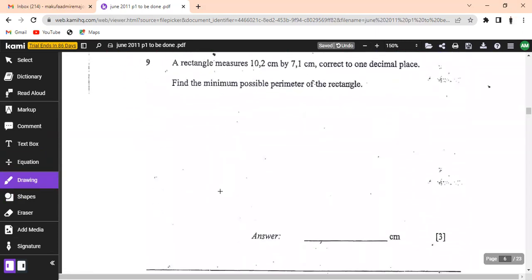A rectangle on question number 9 measures 10.2 centimeters by 7.1 centimeters, correct to one decimal place. Take note here, correct to one decimal place. The question is, find the minimum possible perimeter. We know that perimeter is equal to 2 into length plus width. The length is the longer side, and this is your width, which is the breadth. It can be width or breadth, it's one and the same thing.